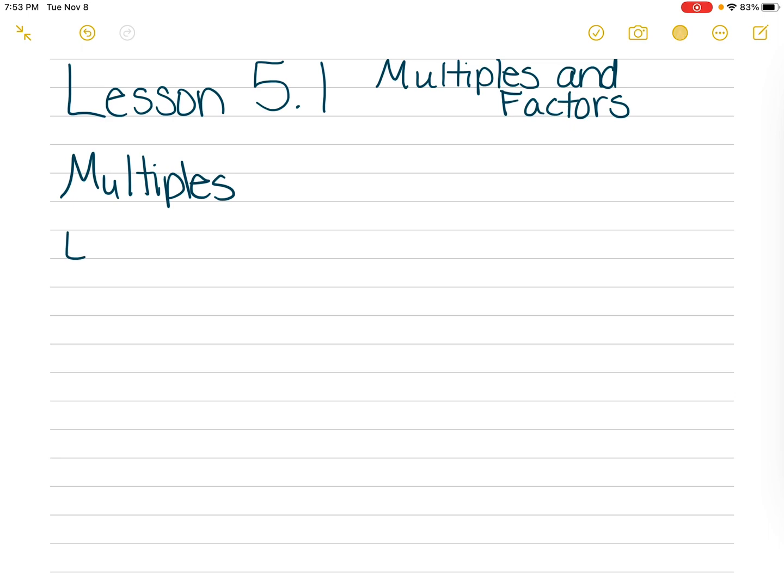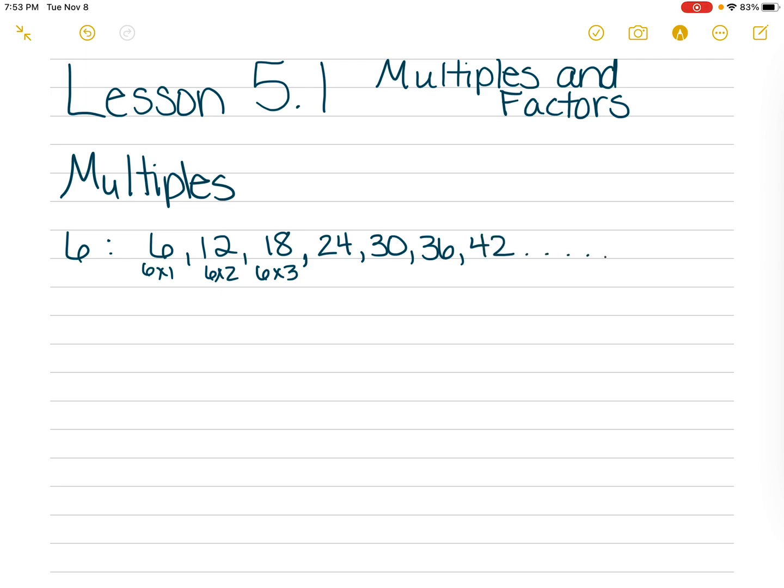So let's take the number 6, for example. The multiples of 6 are 6, 12, that would be 6 times 1, and then 6 times 2. So the next one would be 6 times 3, which is 18. So it's like skip counting. Then we have 24, 30, 36, 42. I could keep going forever because you can always multiply something times 6.